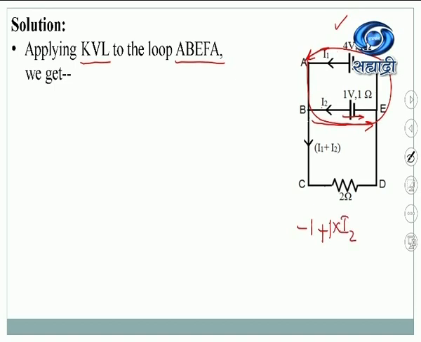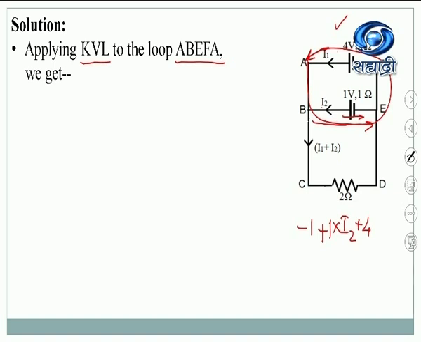So what do we get then? In this first term, -1 plus 1 into I2. Okay, then we go here from F to A again. Here again we are going from negative to positive, so plus 4 as per the sign convention we had seen before. So this is plus 4.